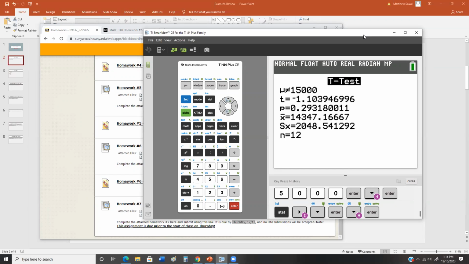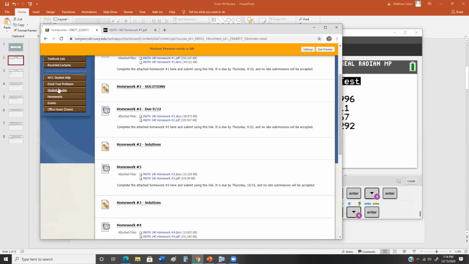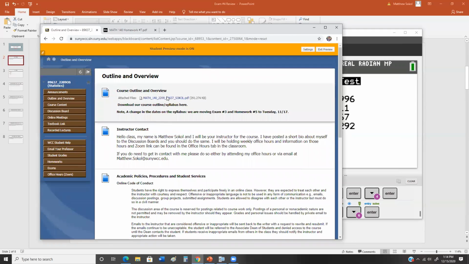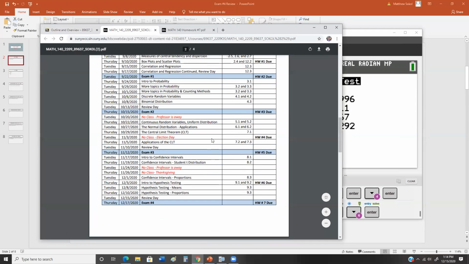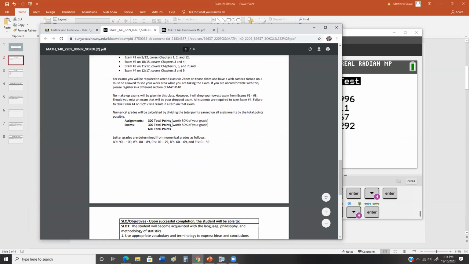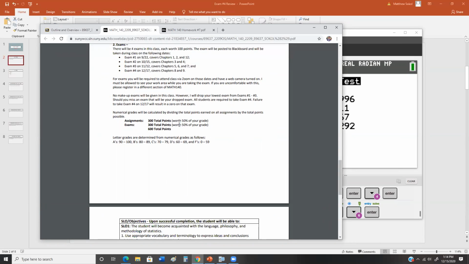Also remember everyone gets a dropped homework. So if you've done all the other six homeworks, you can actually just not do homework number seven if it's really stressing you out. So exams are like more than the homework, right? Exams count more. It's in the syllabus, so let's take a look. Right, your homeworks are 50% of your grade, and your exams are 50% of your grade. Yep.